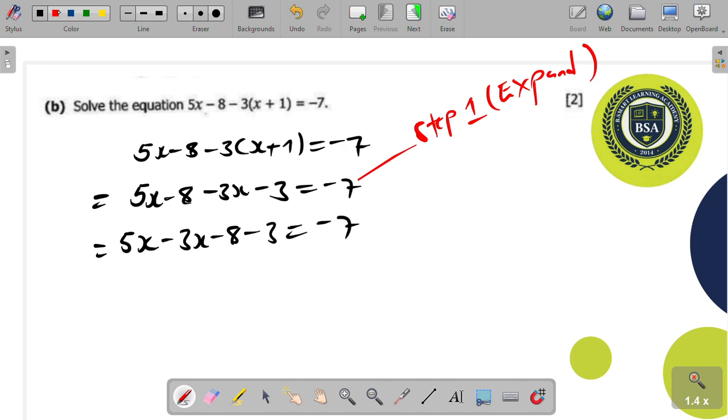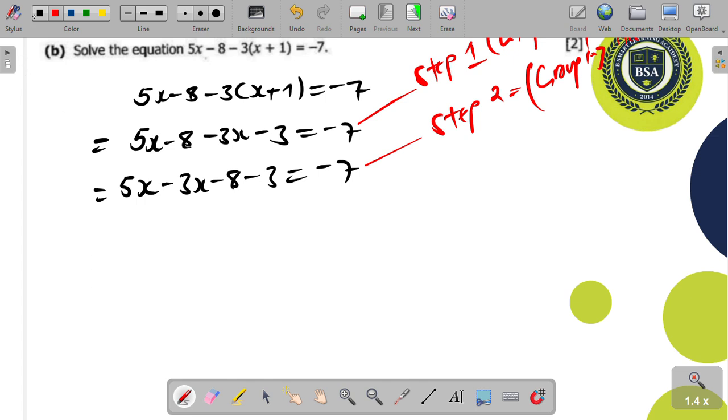So our second step was what? Step 2 was what? Collecting like terms, or grouping like terms. Write that down. This was the second step. Okay, so when we reach here, we do the maths. So 5x minus 3x, what do we get? We get 2x.